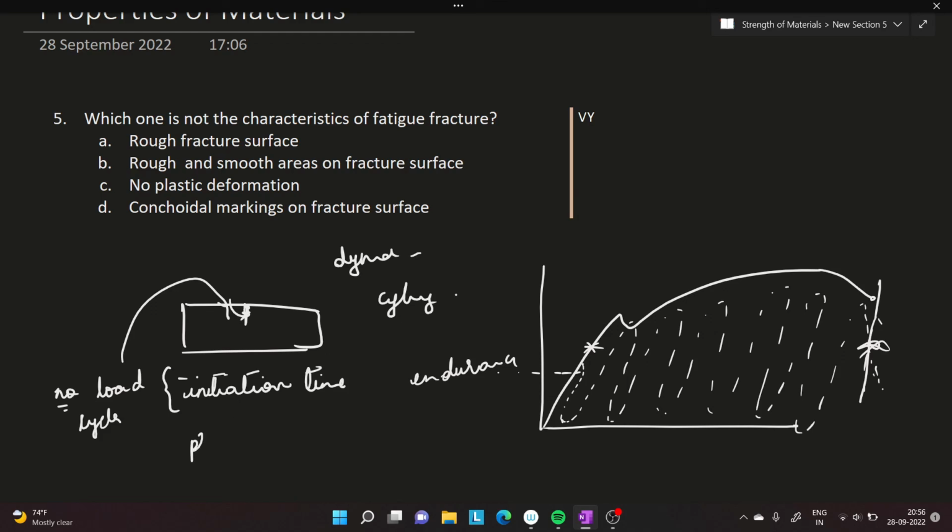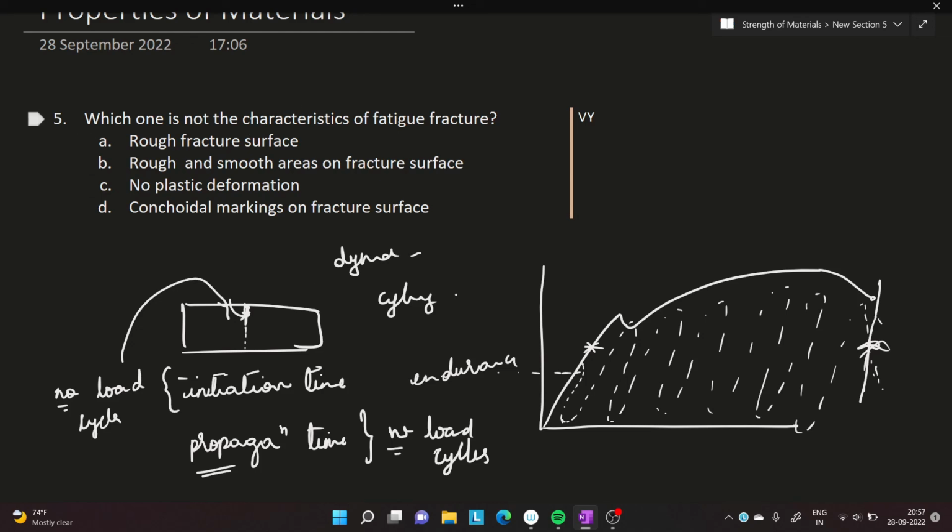And next, we have something called the propagation time, and propagation time is nothing but the number of load cycles which is required for this crack which has been formed to propagate throughout the cross section, and then finally the material is going to break out. So this is what we call the propagation time, right? After the crack has completely traveled through the cross sectional area, the material is going to fail, or the block is going to break. Regarding this, we have a question here, which is: which is not a characteristic of a fatigue failure?